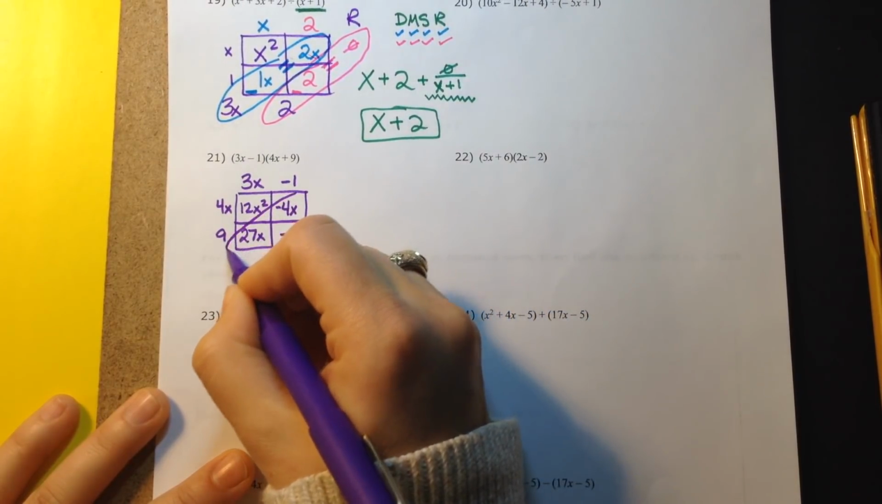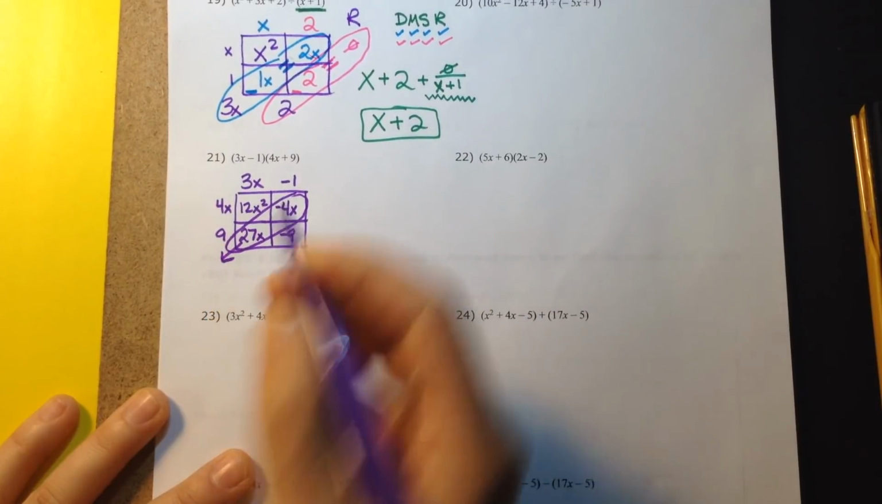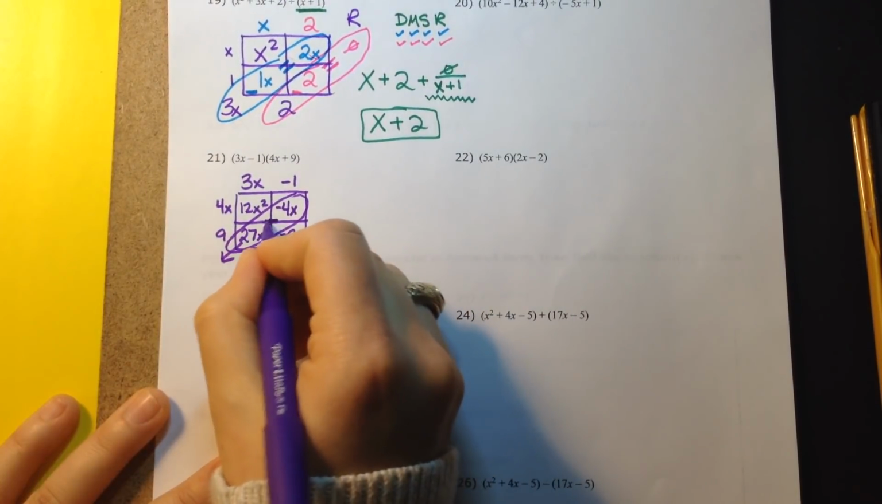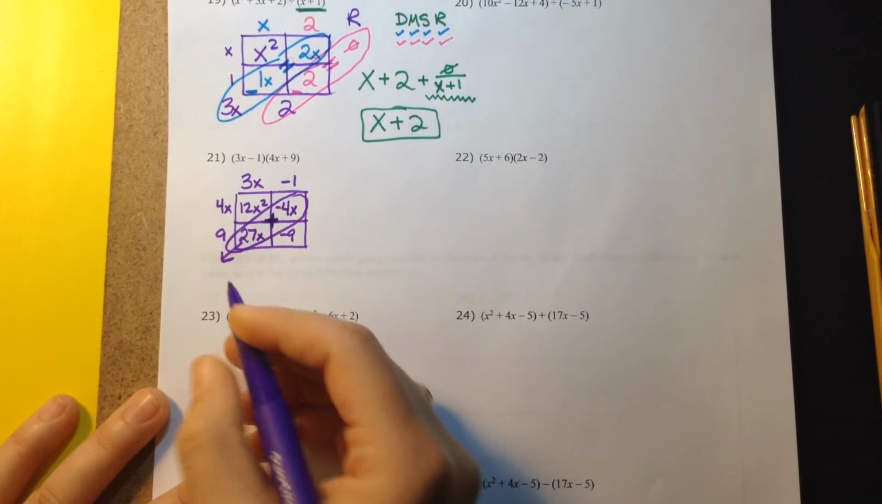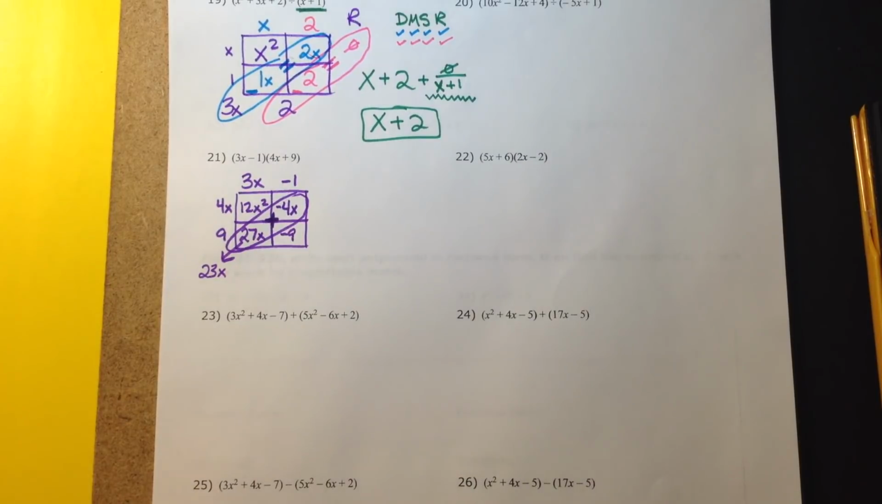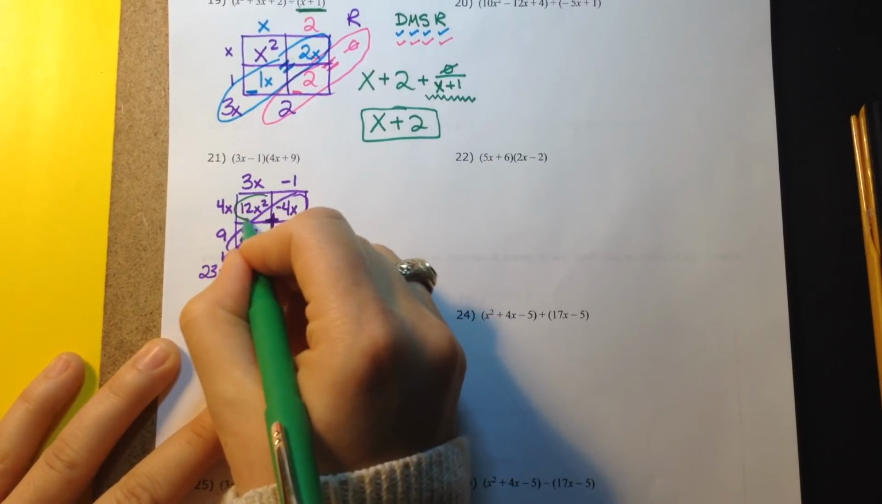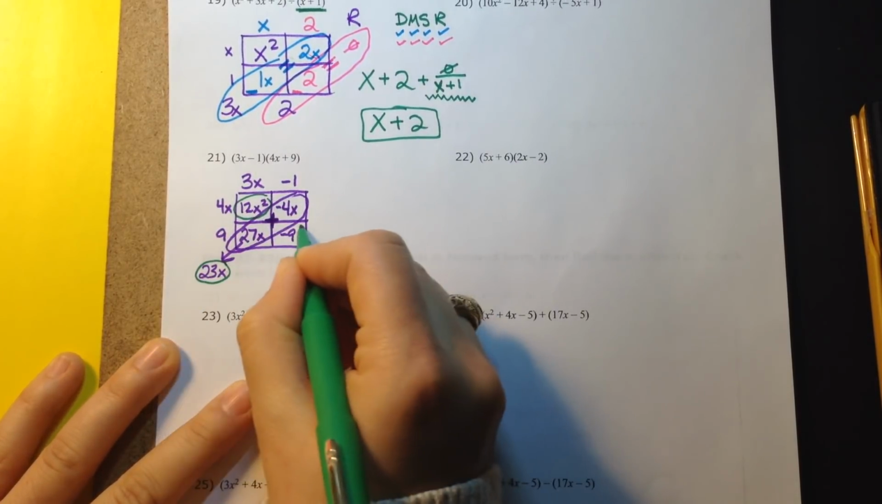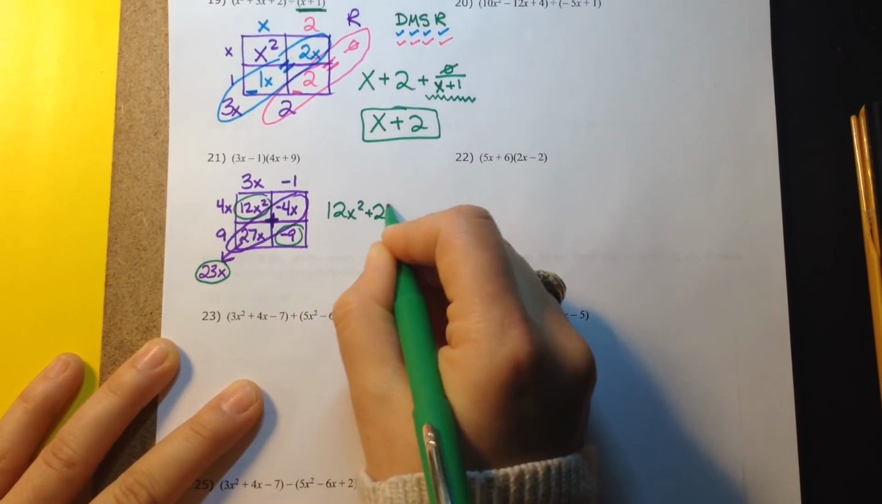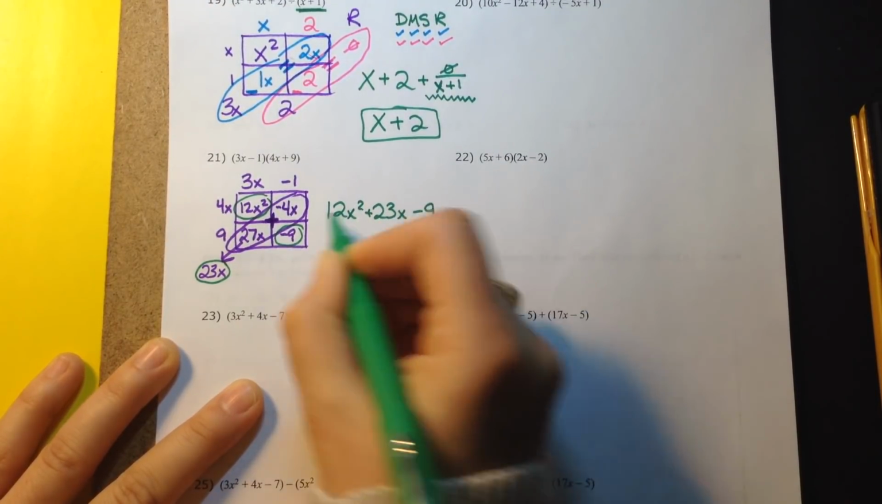All right, so this one we add on our diagonal. We come this way to add. 27 plus -4 is 23x. So my final answer for multiplication questions, since multiplying gets bigger, is the first number, the outside number, and the last number. So 12x squared plus 23x minus 9.